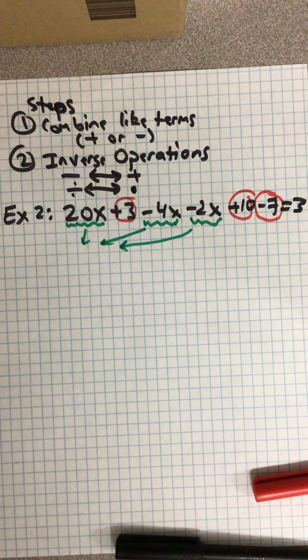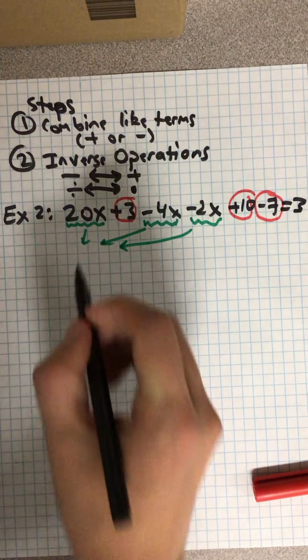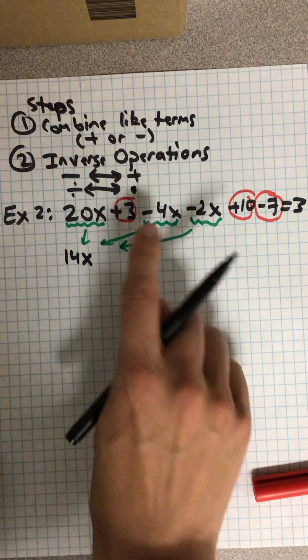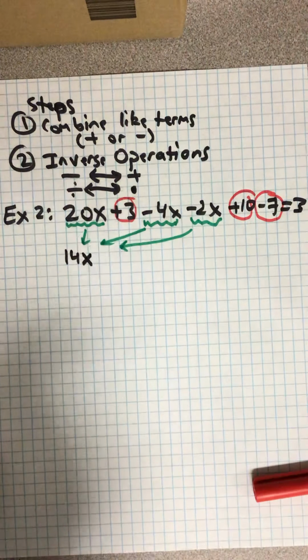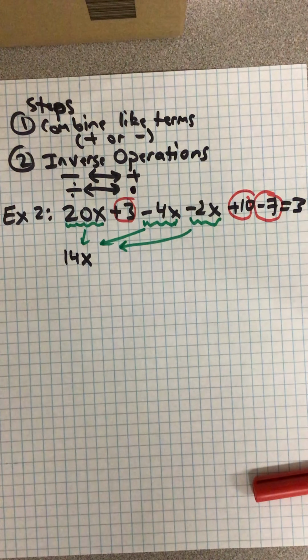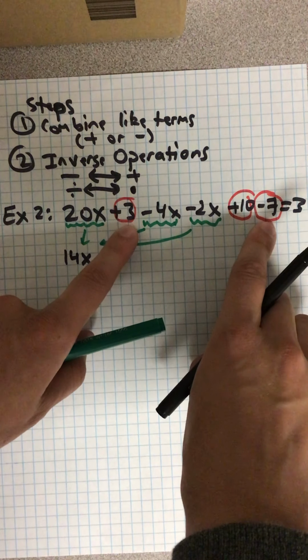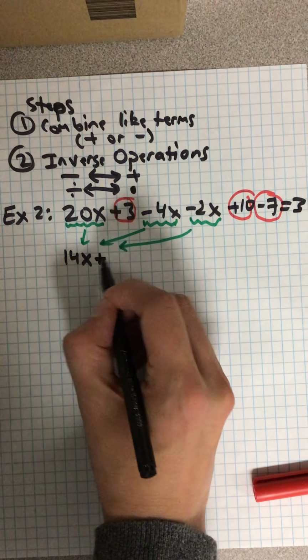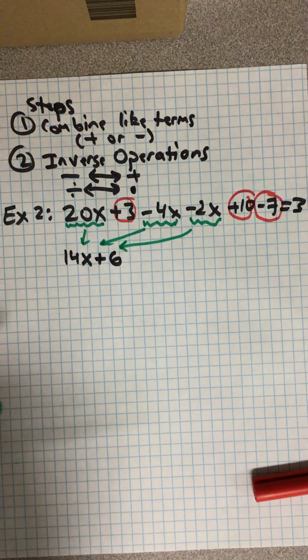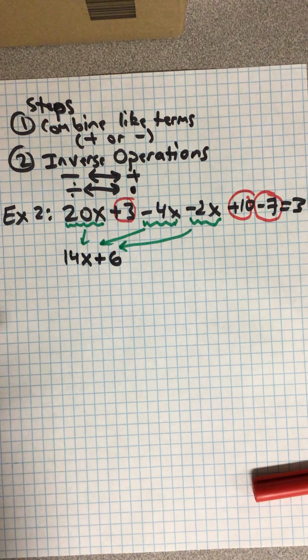And using PEMDAS that we learned earlier, we need to do our addition and subtraction left to right. So first we ask ourselves, what's 20 minus 4? Count down by 4 units, 16. And then 16 minus 2 gives us 14. So we have 14x. Then we need to combine 3, 10, and negative 7. I'm going to start by putting together 3 and 10. 3 plus 10 is 13. Minus 7 leaves us with a 6. But it's a positive 6 because the 13 was larger than the negative 7. So we have 14x plus 6 equals 3.